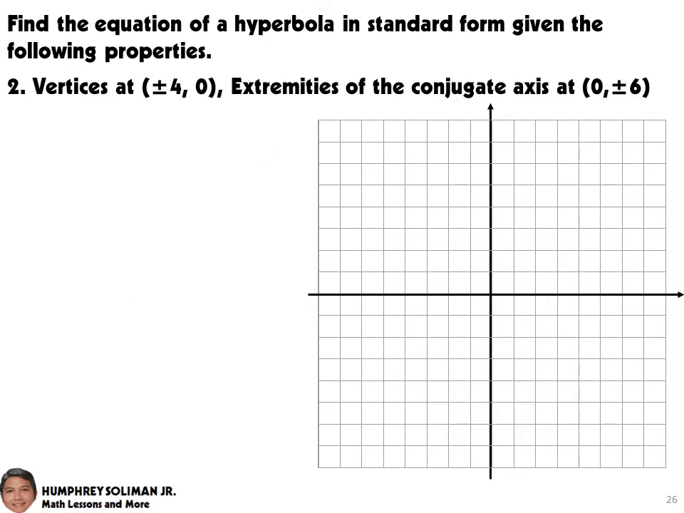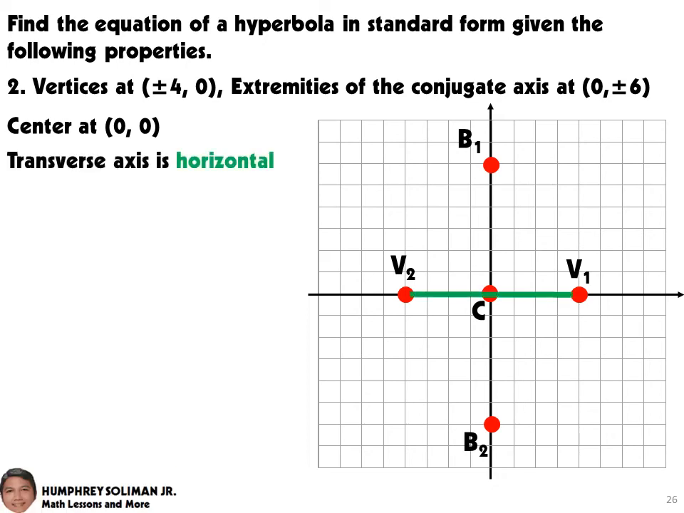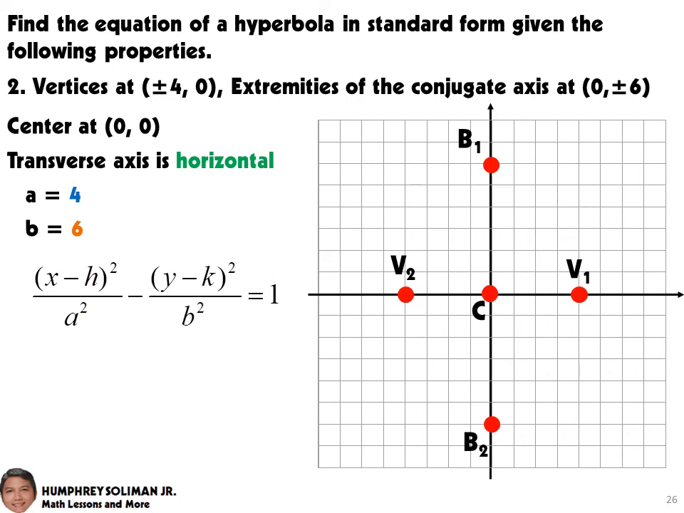Example number 2, we have the vertices at positive and negative 4, 0, and the extremities of the conjugate axis at 0, positive and negative 6. If we plot the vertices and the extremities of the conjugate axis, we can see that the center is at 0, 0. The transverse axis is horizontal. The length of A is 4, the length of B is 6.